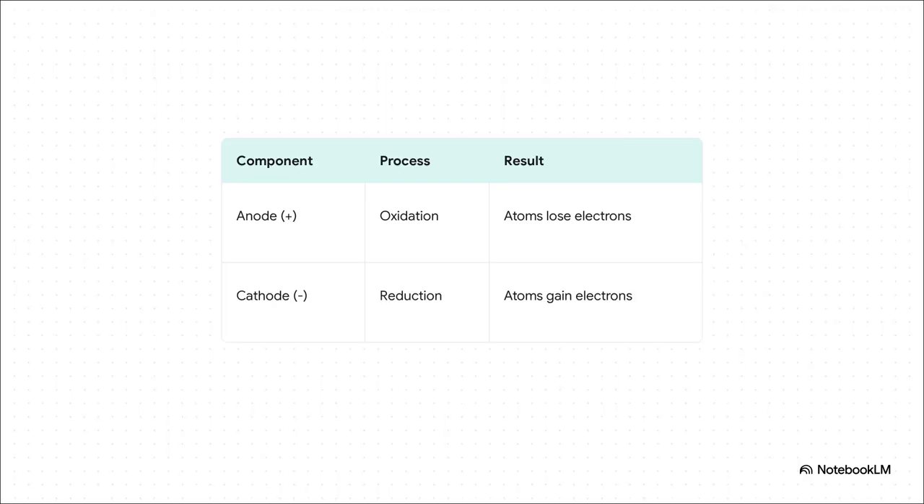And when you pass a current through this solution, you kick off this chemical reaction called electrolysis. It's pretty straightforward. At the positive terminal, the anode, ions get oxidized. That just means they lose electrons. And over at the negative terminal, the cathode, ions get reduced. They gain electrons. The key thing here is that you're not just moving charge around anymore. You are fundamentally changing the chemistry of the solution itself.